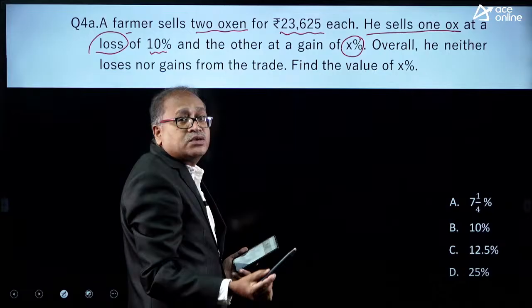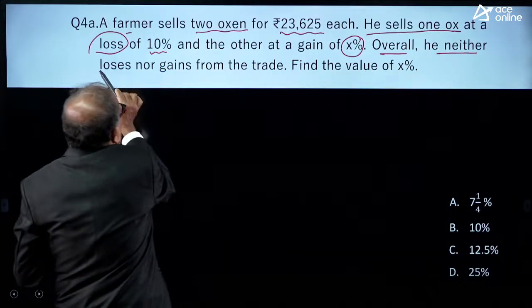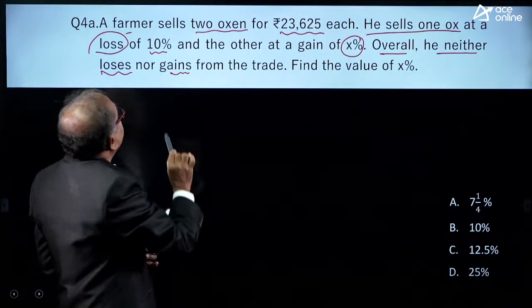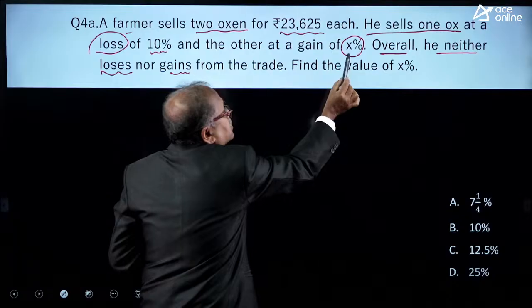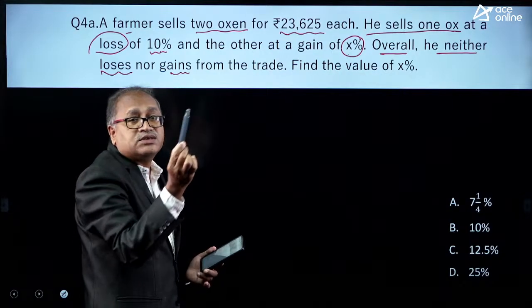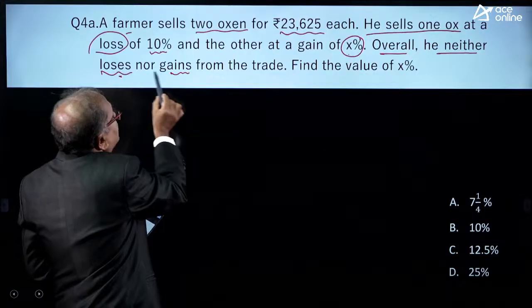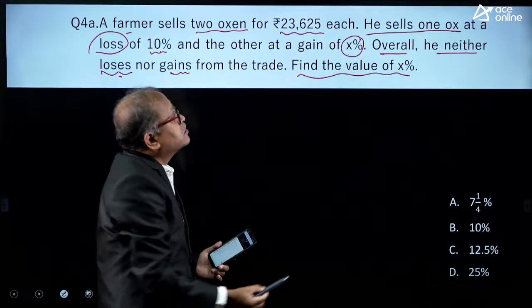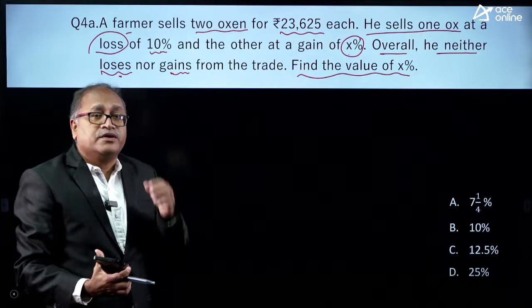Is he getting loss? No. Overall, he neither loses nor gains. So that means whatever he is losing here, 10%, he is gaining over here. So the loss is equal to profit. Therefore, he is neither gaining nor losing. Find the value of X. This X. How should I do it?